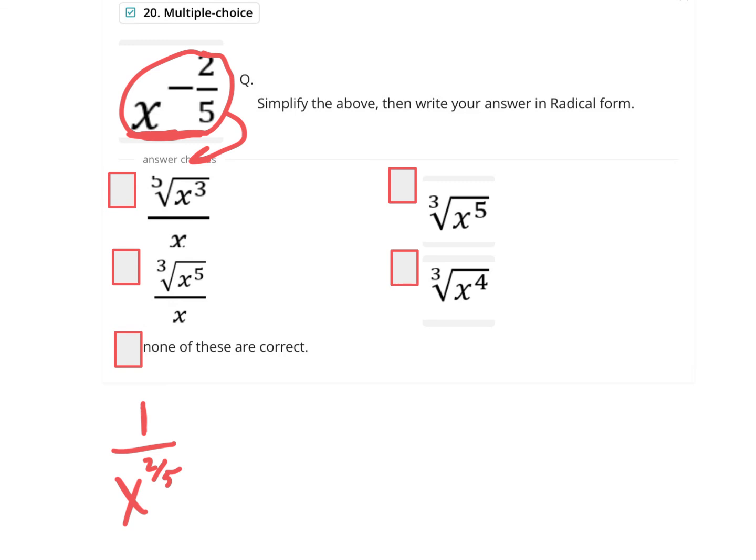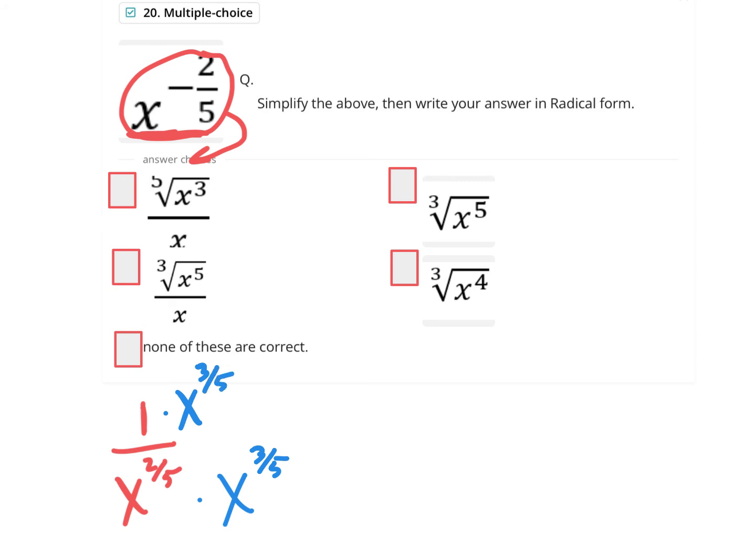So what must I do? I must multiply both top and bottom by x to the, again, remember when you're multiplying with the same base, what do you do? You add the exponents. So in order to make this 2/5 become one whole, you'd have to go 2/5 plus something else to make it 5/5, right? Because 5/5 is one whole. So 2/5 plus how much more to get to 5/5? Obviously 3/5. So you're going to be multiplying both top and bottom by x to the 3/5 power.